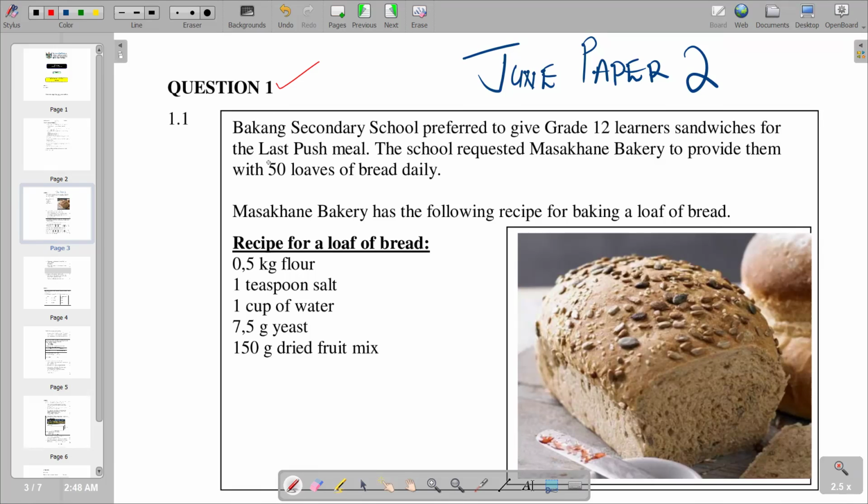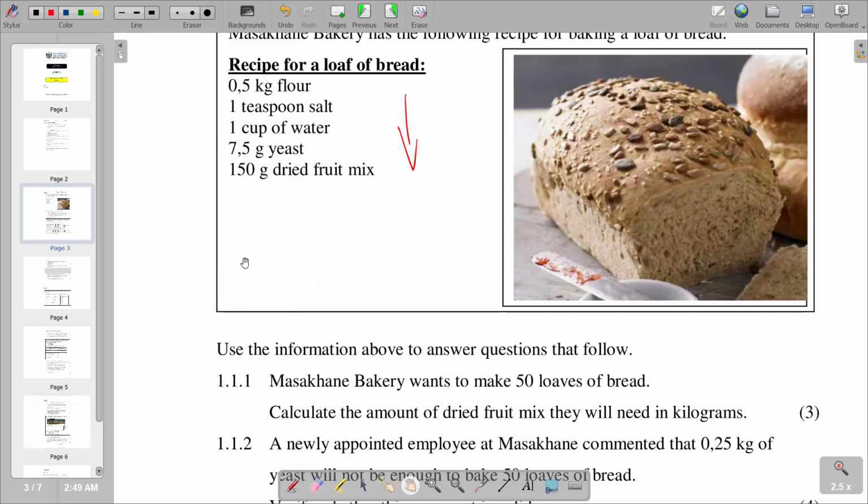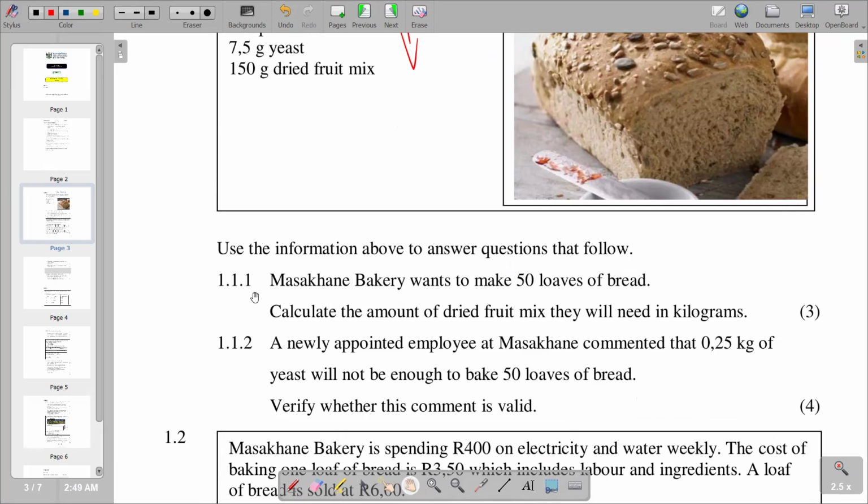The school requested Masakani Bakery to provide them with 50 loaves of bread daily. Masakani Bakery has the following recipe for baking a loaf of bread. We are given the recipe for a loaf of bread that we have here. Beneath that, it reads, use the information above to answer the questions that follow. On the first part of the question, which is 1.1.1, Masakani Bakery wants to make 50 loaves of bread. Calculate the amount of dried fruit mix they will need in kilograms.